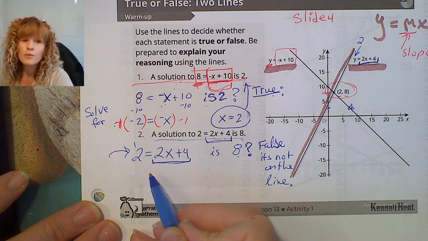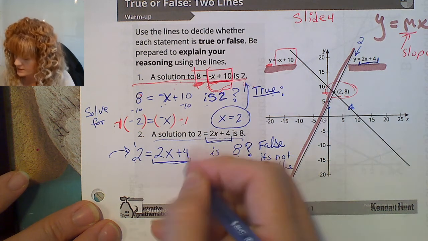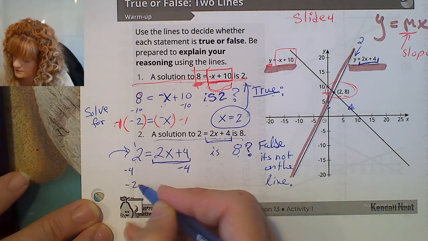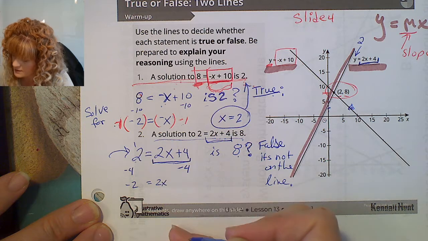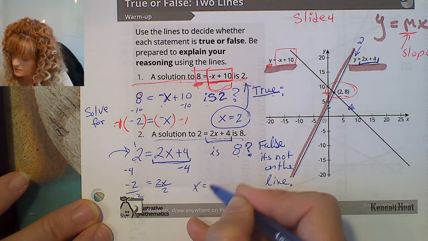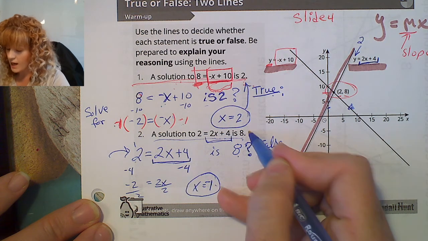Now I'm going to check with the math. So what is x if y equals 2? I'm going to subtract 4 from both sides, and I get negative 2 equals 2x. Then I'll divide both sides by 2, and I get x equals negative 1. So right, it's false. It's not 8, it's 1.